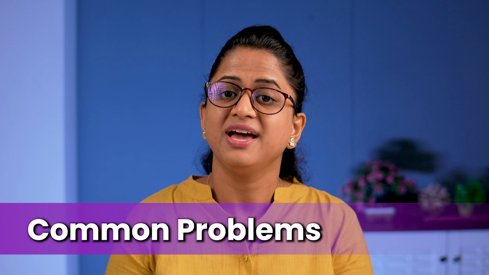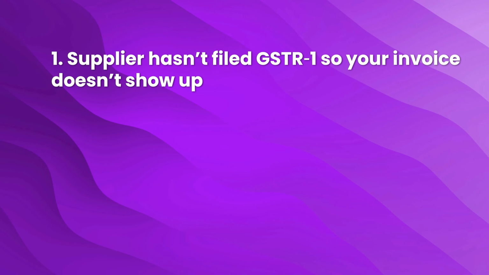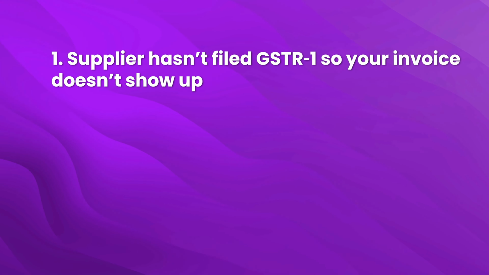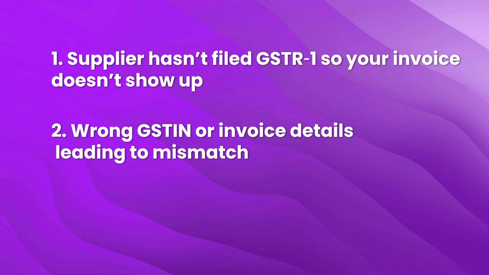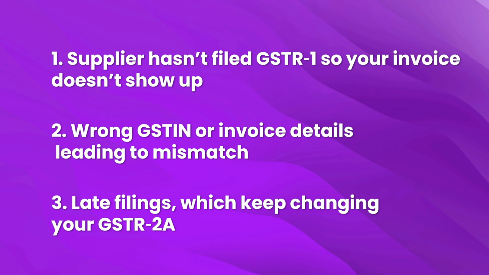Segment 5, common problems. Now, let's discuss some common problems which usually arise while reconciling GSTR 2A. Number 1, the supplier has not filed their GSTR 1, so the invoice is not reflecting in your GSTR 2A. Number 2, wrong GST number or invoice details leading to mismatch. And number 3, late filings which keep changing your GSTR 2A. So these are the common problems faced by business owners while reconciling their GSTR 2A and purchase books. That's why reconciliation is very important so you can claim your correct ITC in your GSTR 3B and avoid any penalties or interest thereon.